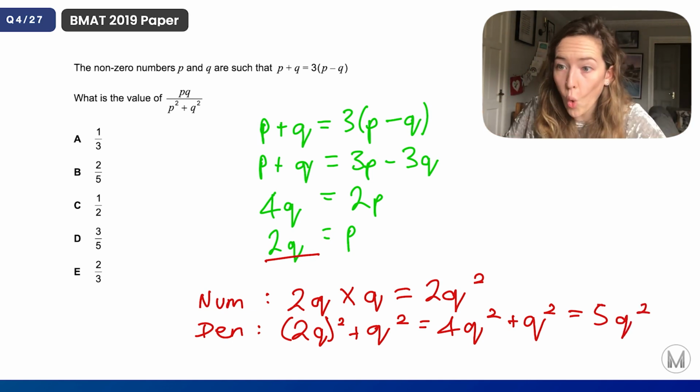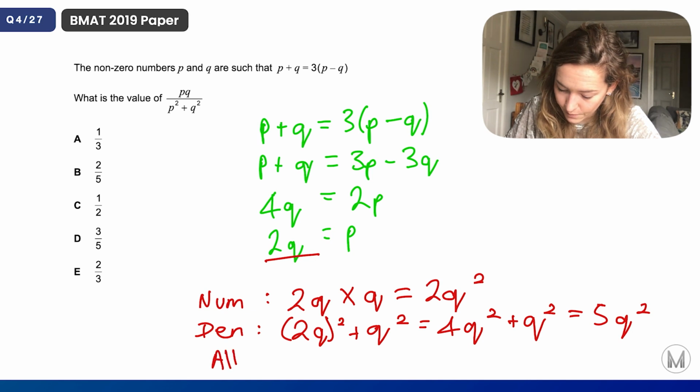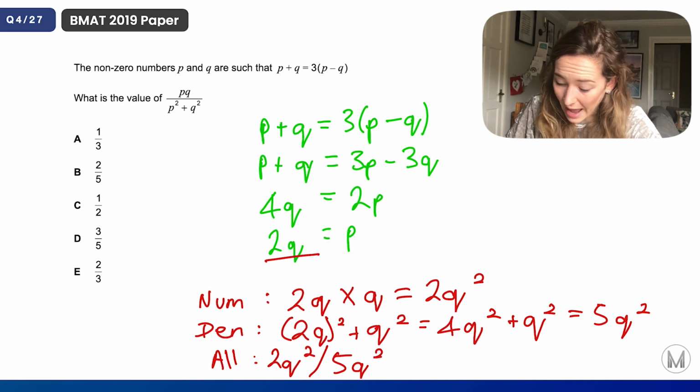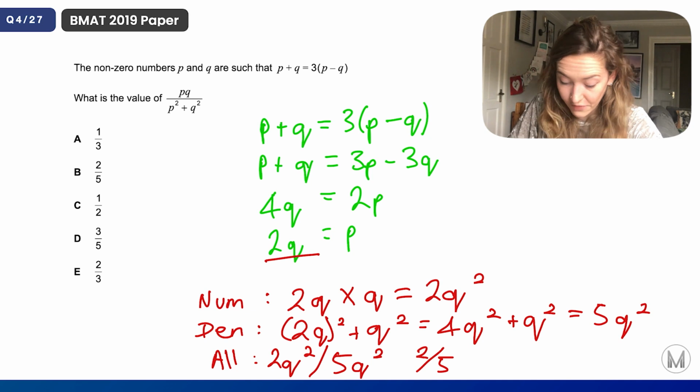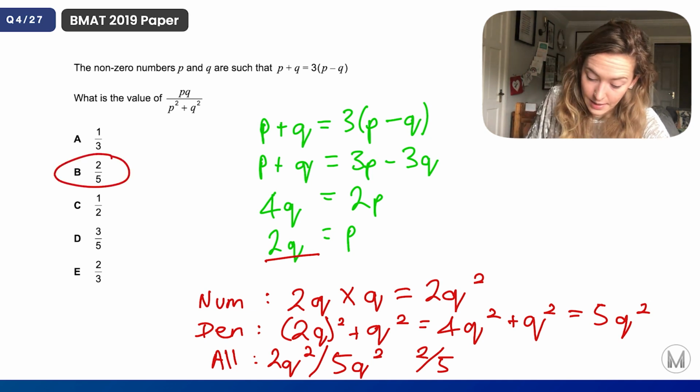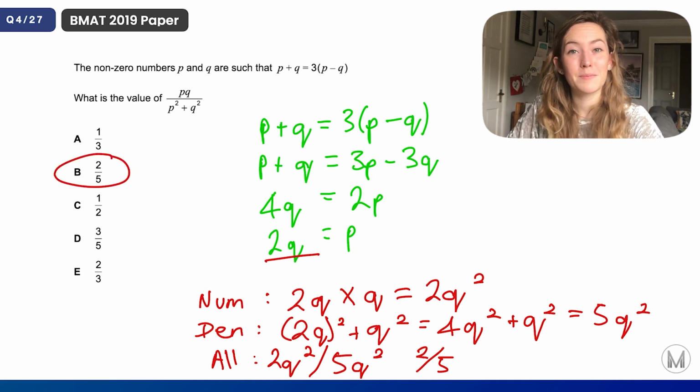So putting this all together, we've got 2q squared divided by 5q squared. And of course, that can just be simplified to 2 over 5. So my answer is B.